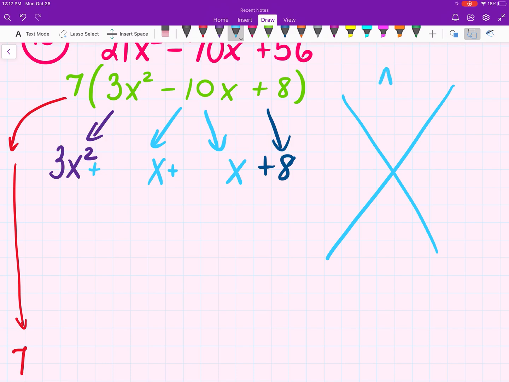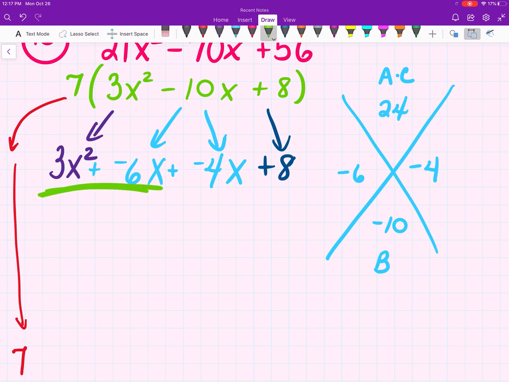A times c is 24. B is negative 10. Watch your negatives here. Okay, and again, I looked, and negative 6 times negative 4 is positive 24. Negative 6 minus 4, so add negative 4, is negative 10, so that works. So there's my magic x numbers, negative 6 and negative 4. Okay, let's look at our groups.